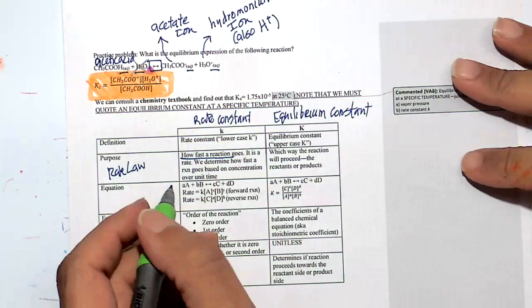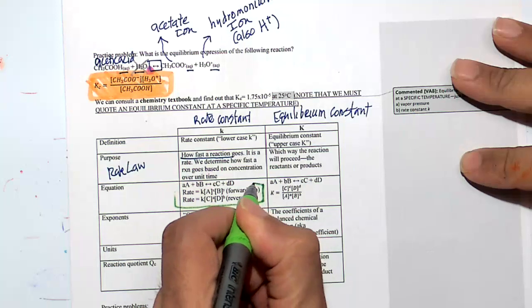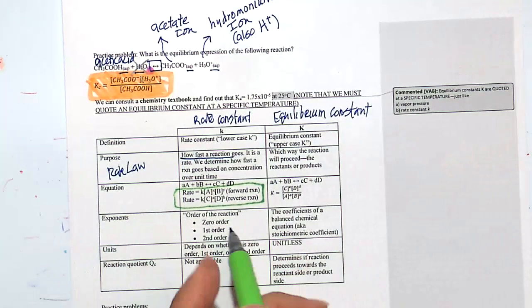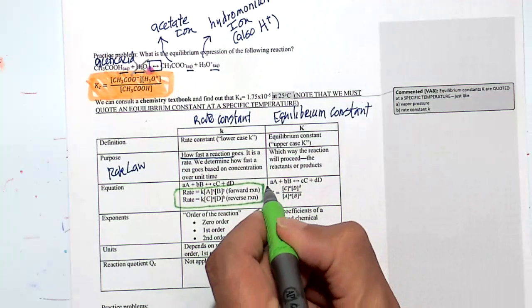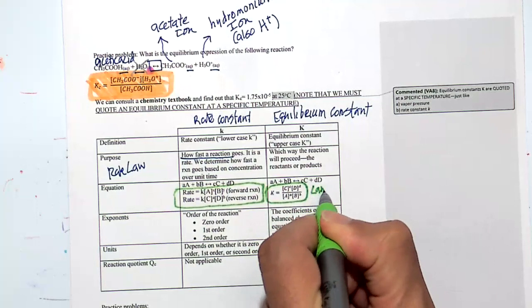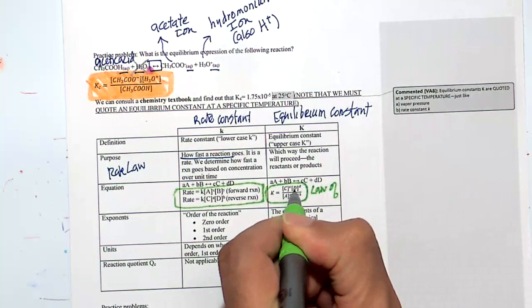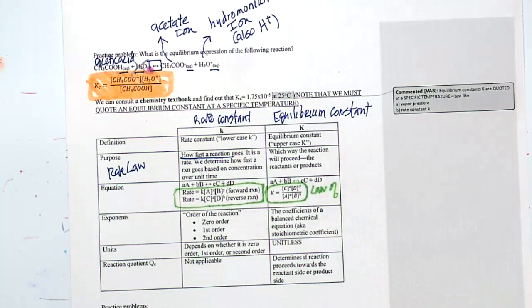All right, the equations are different. This is the rate law that we've been talking about in our last chapter. You'll do this in Friday's lab. And this is the equilibrium constant that we're learning right now, law of mass action. Once again, solids and liquids have no business in our equilibrium constant.